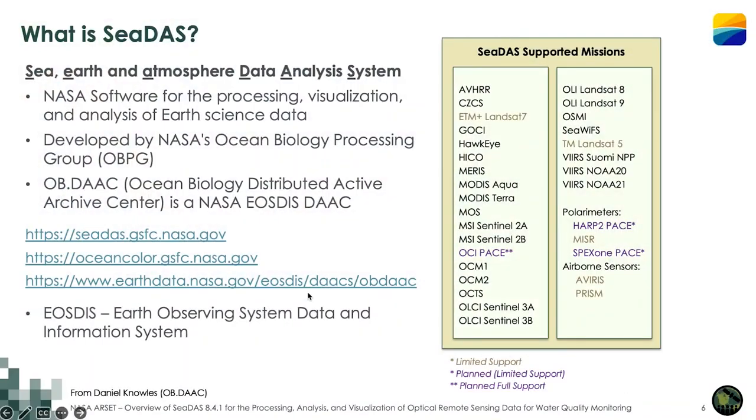So what is SeaDAS? It stands for Sea, Earth and Atmosphere Data Analysis System. It's a software that was developed by NASA's Ocean Biology Processing Group, and it allows processing, visualization and analysis of Earth science data. SeaDAS is available from OBDAAC, or Ocean Biology Distributed Active Archive Center, which is part of Earth Observing System Data and Information System, and the relevant links are provided here.